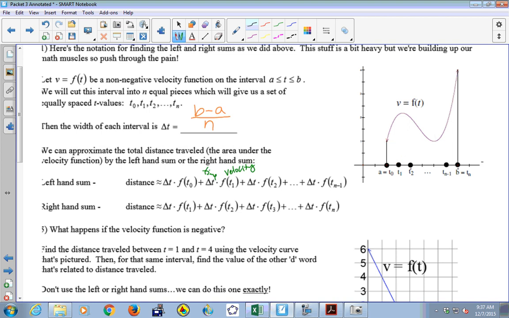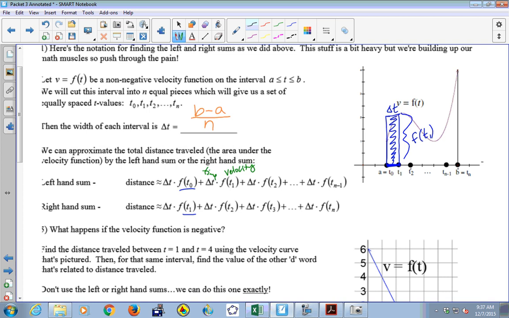And I'm going to do it again for the right-hand sum. Again, we look at the first interval, t0 to t1. But this time, to figure out what speed we're going to use over the entire interval, use the right-hand endpoint. Go to the right-hand endpoint, go up to the curve, and use that as your speed over the entire interval. This time, the width of your rectangle is still delta t, but the height here is f of t1, the right-hand endpoint of the interval t0 to t1. That's why the right-hand sum starts with f of t1, but the left one starts with f of t0.